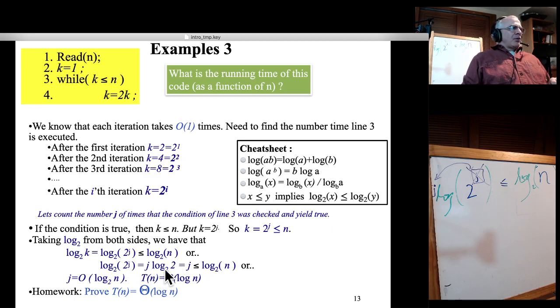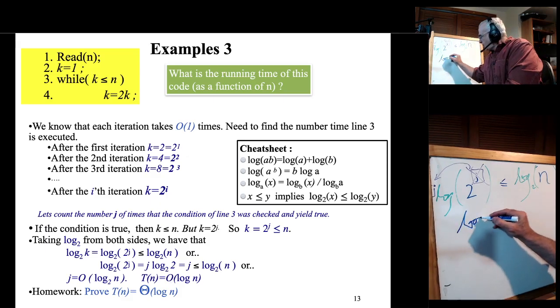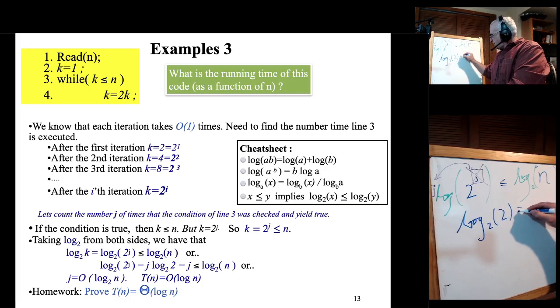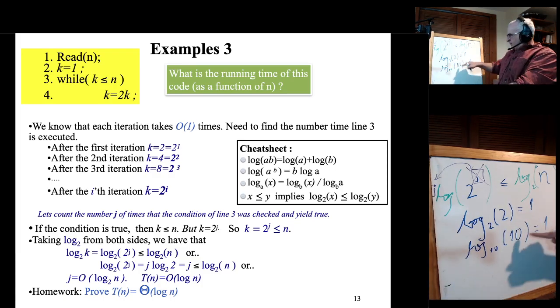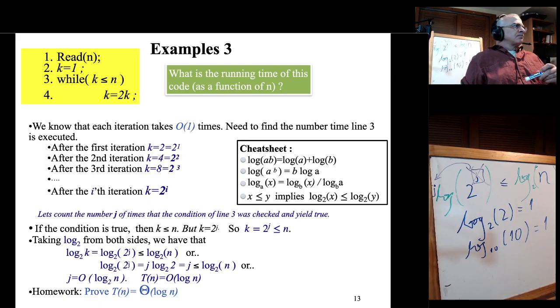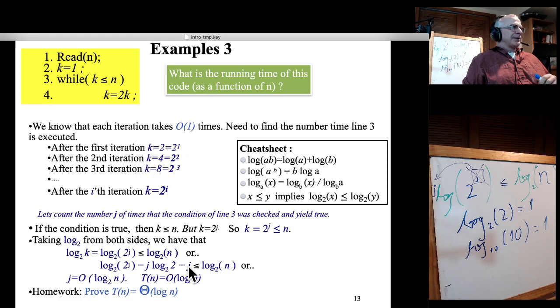Let's meditate on it. What is log to the base 2 of 2? It asks to which exponent should I raise 2 so I'll get 2 back, and the answer is 1. Log to the base 2 of the number 2 is just 1, just as log to the base 10 of 10 is 1 as well, because 10 to the power of 1 gives you 10 back. So what I have on the left side is just j. And on the right side, I still have that it's smaller than log to the base 2 of n. So j, the number of iterations that I do, is order of log to the base 2 of n.